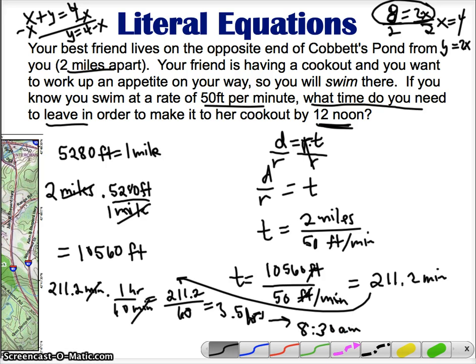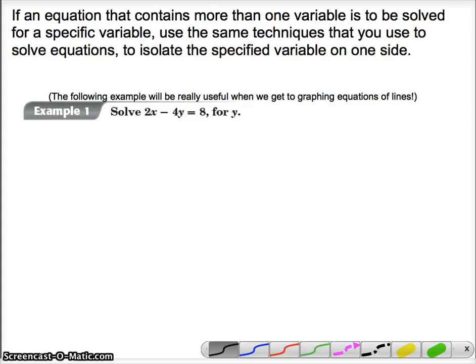Alright, so now let's look at some other literal equations. If an equation that contains more than one variable is to be solved for a specific variable, use the same techniques that you use to solve equations to isolate the specified variable on one side. So, for example, you have 2x minus 4y equals 8, and you need to solve for y. So we need to get y by itself.